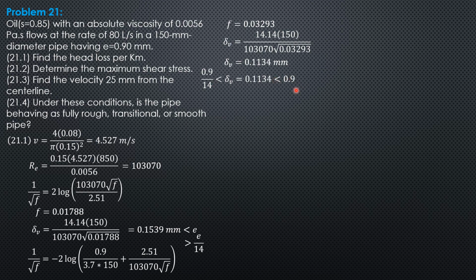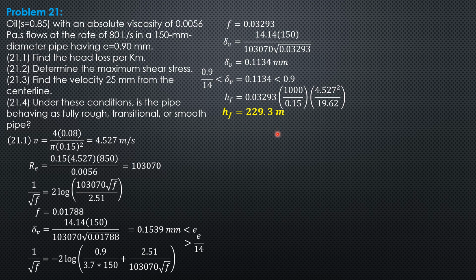So that's correct, that the pipe is in the transitionally rough region. So it is the transition from smooth to rough pipe. So we accept this value because it verifies the result. Therefore, we can now compute the head loss per kilometer. HF is F L over D times velocity head. So head loss is friction factor 0.03293, length 1000 because this is per kilometer, over diameter 0.15, velocity head 4.527 squared over 19.62. So the head loss per kilometer is 229.3 meters.